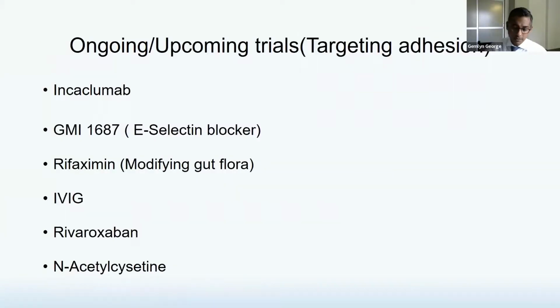So looking ahead, there are a number of ongoing and upcoming trials targeting the adhesion pathway. Inclacumab, which is a GBT drug, is a longer acting version of rivipansel. GMI 1687 is another drug from the GMI stable, and it's another E-selectin blocker. Rifaximin, which is hoping to modify gut flora and reduce the amount of dense white blood cells and reduce the amount of inflammation that's present. IVIG, rivaroxaban, which is a single center trial, and then acetylcysteine.